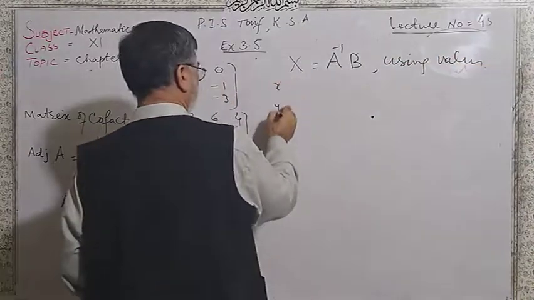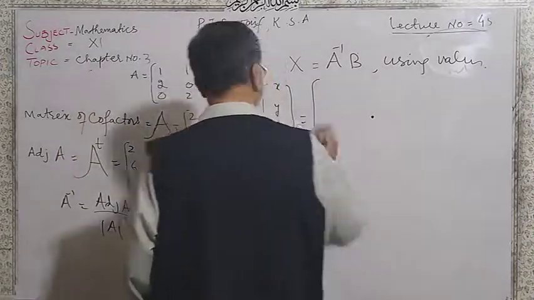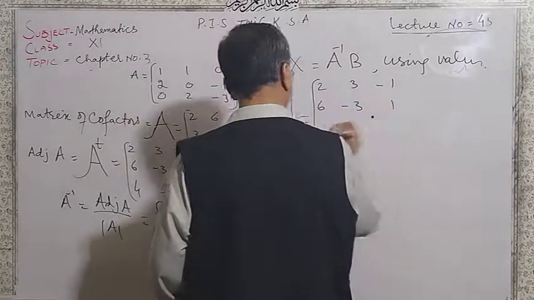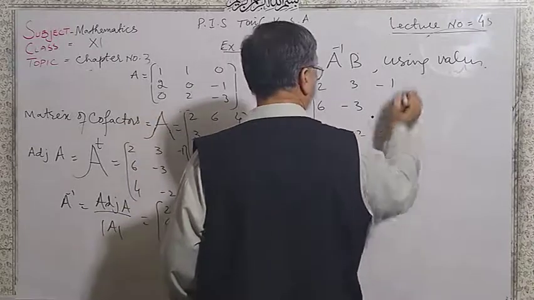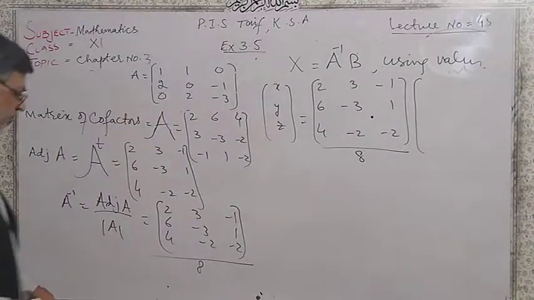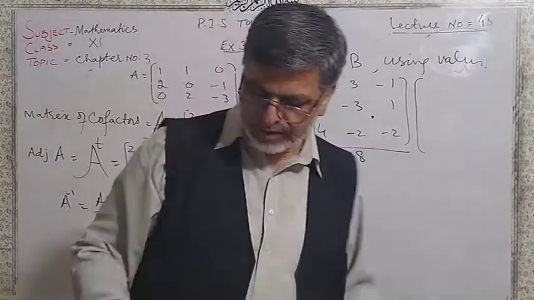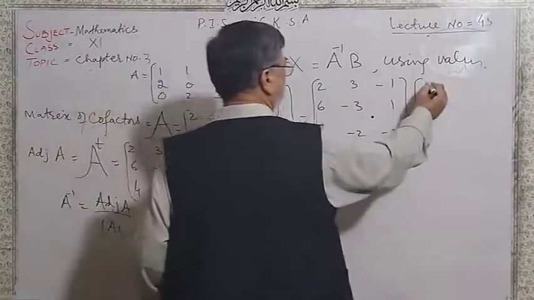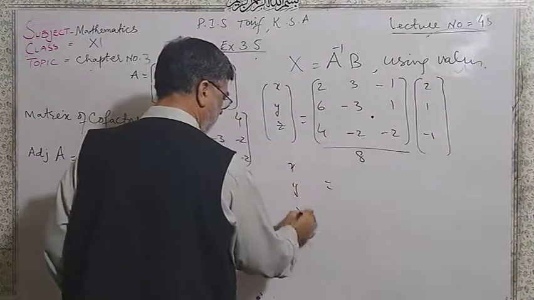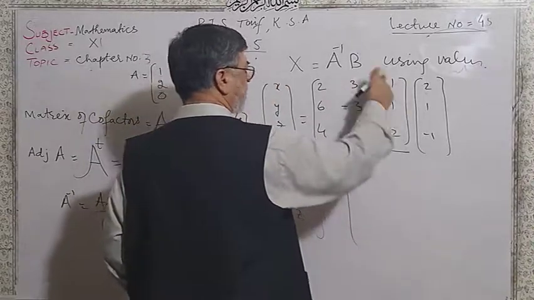Using values, it was x, y, and z. A inverse is 2, 3, minus 1, 6, minus 3, 1, 4, minus 2, minus 2, divided by 8, into B. What was B? 2, 1, minus 1. Remember that we can write down first into first plus second into second plus third into third.